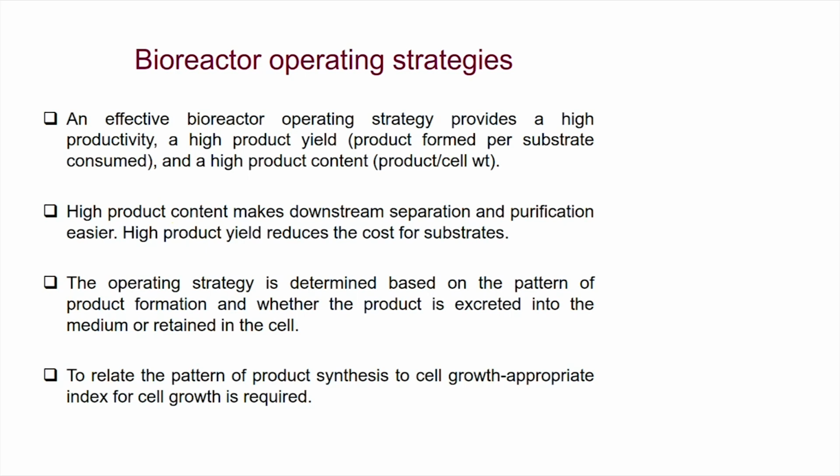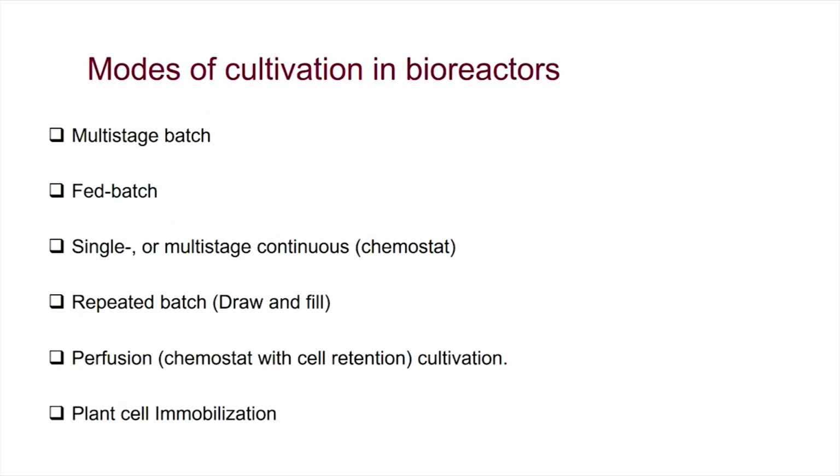The operating strategy is determined based on the pattern of product formation. To relate the pattern of product synthesis to cell growth, an appropriate index for cell growth is needed. Now, the modes of cultivation which you will come across are multi-stage batch, fed batch reactors, single and multi-stage continuous chemostats, then repeated batch, which are also called fill and draw systems. You will hear many different terminologies, but if you read the details, you will see that there is a lot of overlap between one or more of these. Perfusion reactors are nothing but cell recycle reactors.